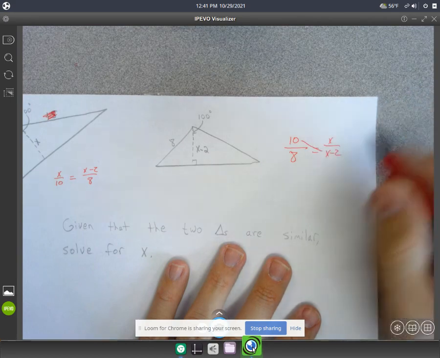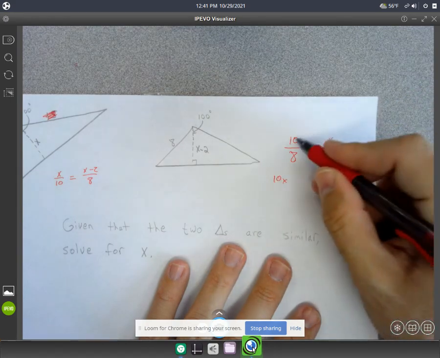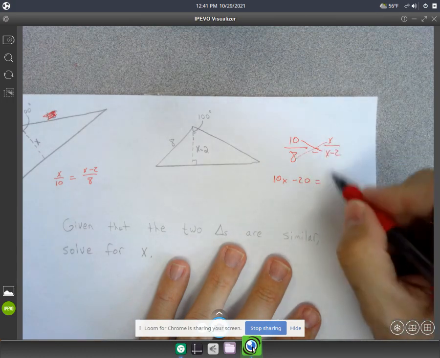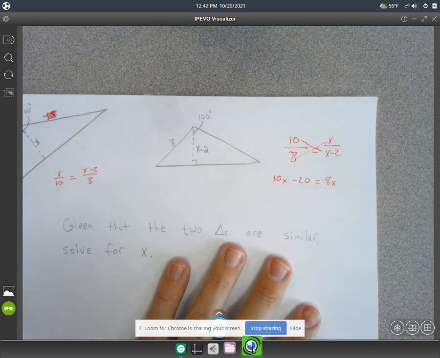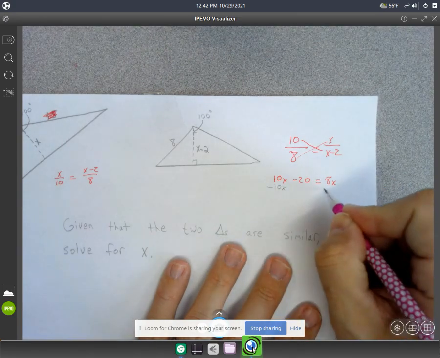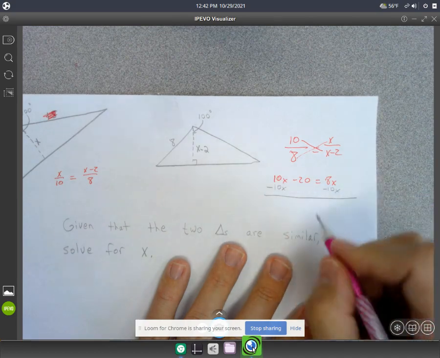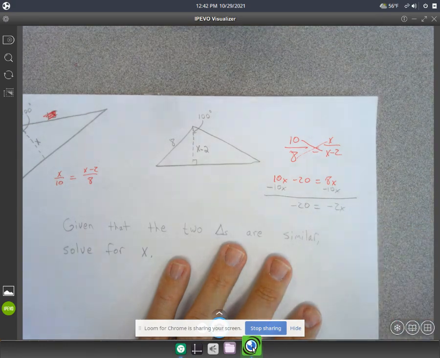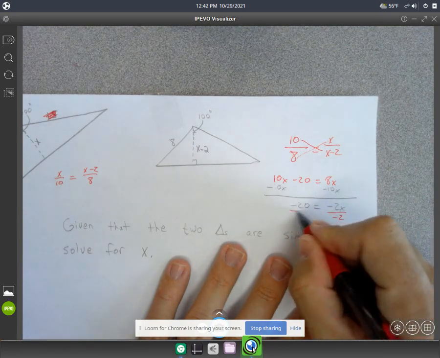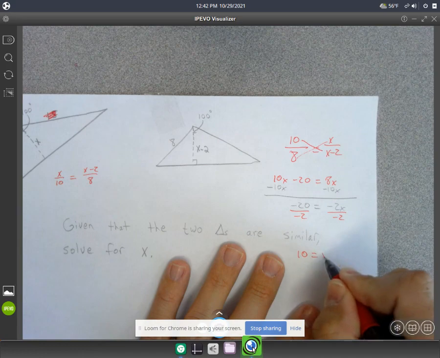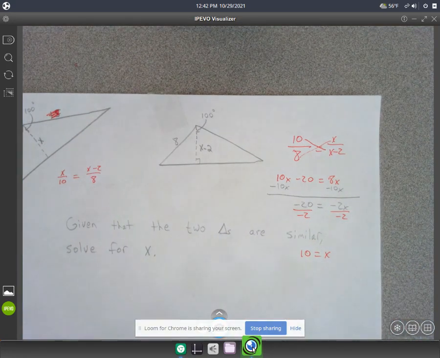I'll cross multiply. 10 times x will be 10x. 10 times the 2 will be negative 20. And then I'm going to have 8 times x. All right, what I want to do here is move my x's onto one side. Different ways to do it. I'll just subtract 10x from both sides. So that's going to leave me with a negative 20 and a negative 2x. Divide by negative 2, and you'll get 10. Yeah, 10 is equal to x. Cool. Bam.